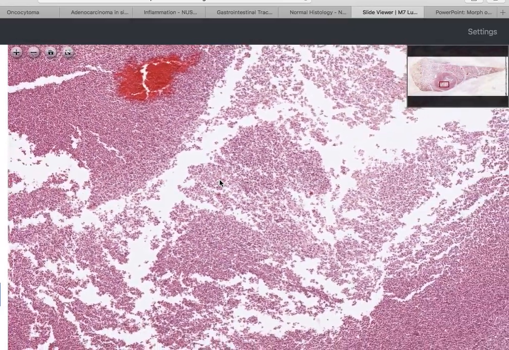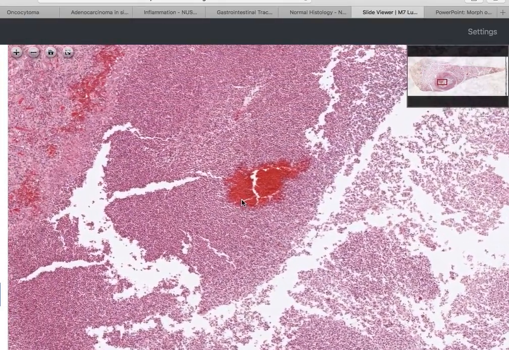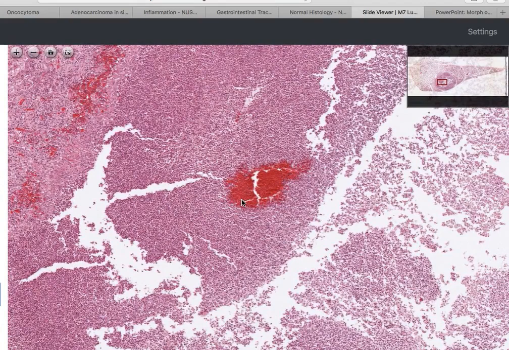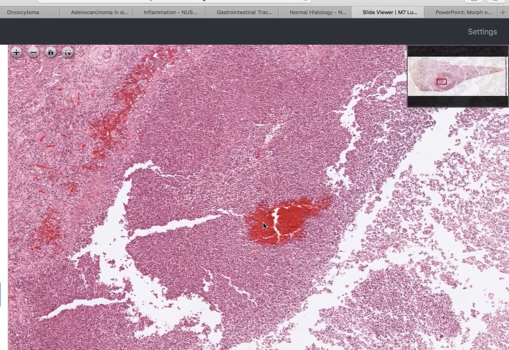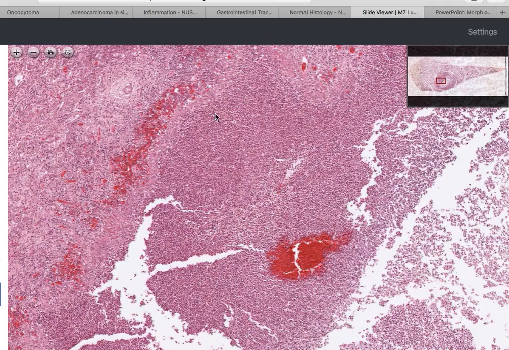A collection of these is termed an abscess, which is essentially a very rich inflammatory exudate rich in leukocytes as well as cellular debris. So that is an abscess.